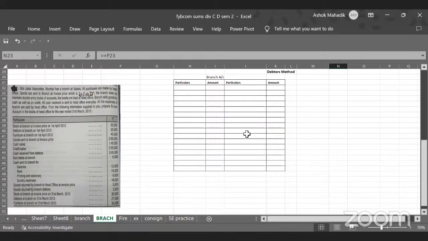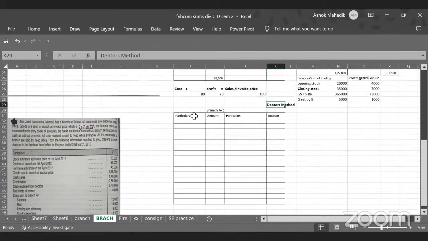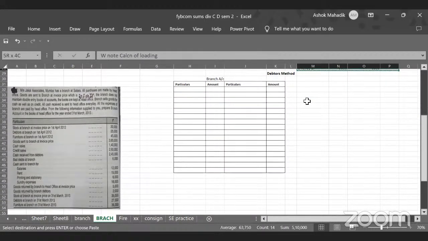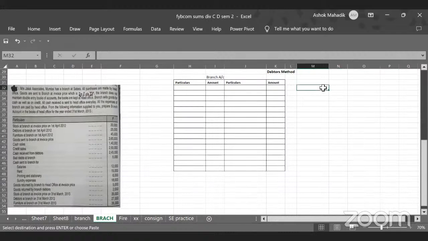Okay, so this DEBTORS method is rather more simpler than stock and DEBTORS method. Okay, DEBTORS method, which I'm going to show you now, is more simpler, okay, than the stock and DEBTORS method. Okay, so shall we start, students? Okay, even in this sum, we are given that 20% profit is on invoice price. Okay, so same calculation you have to do in this method as well. Okay, so I'll just copy that working note below. Okay, that will be useful here also.